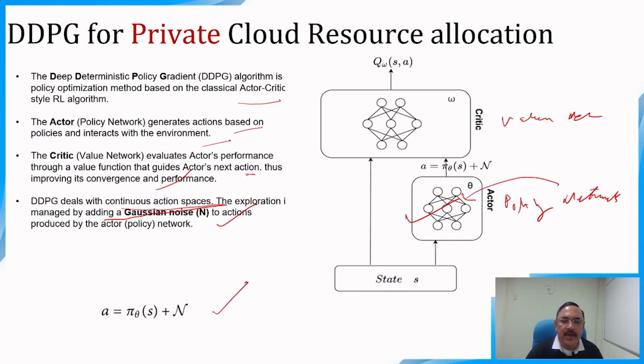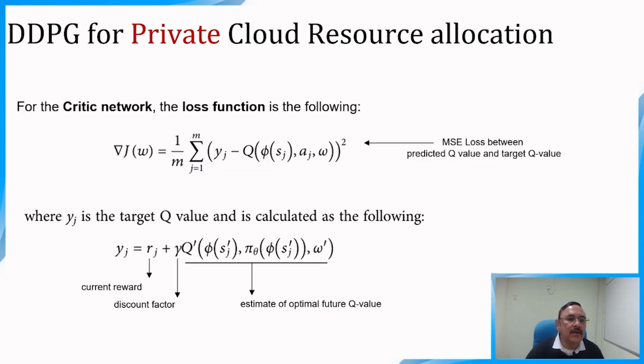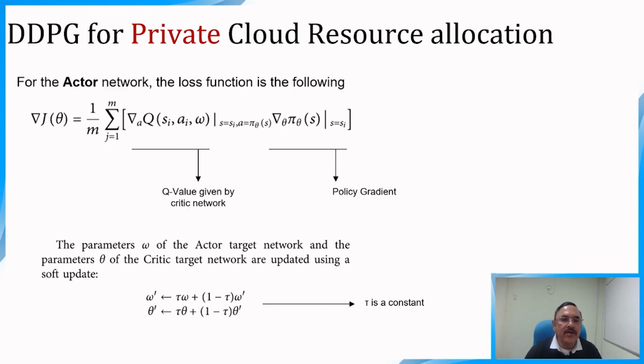So, the exploration is managed by adding the Gaussian noise to the actions produced by the actor policy network. So, this A is given by pi theta of S plus n. Now, for the critic network, the loss function is the following. So, this loss function is nothing but the MSE loss between the predicted Q values and the target Q values. Similarly, the target Q value is calculated as the following using this particular equation, using the current reward, discount factor and estimate of the optimal future Q values.